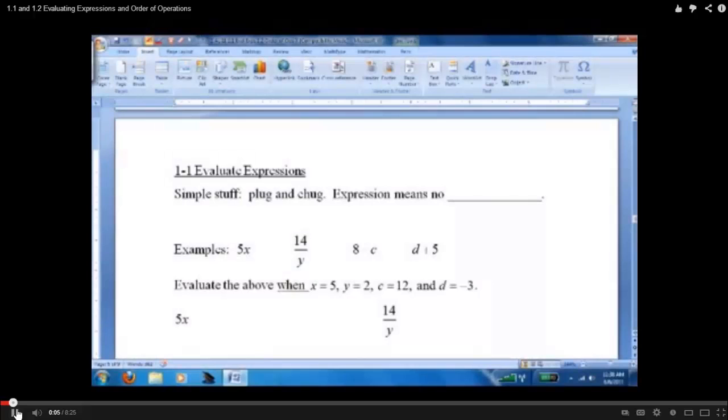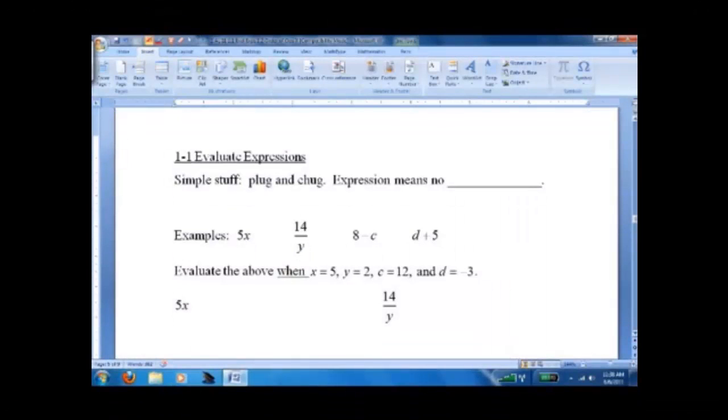Welcome to Algebra. Our first lesson today is on evaluating expressions. Expressions mean that there is no equal sign. An equation has an equal sign. We'll get to those later.